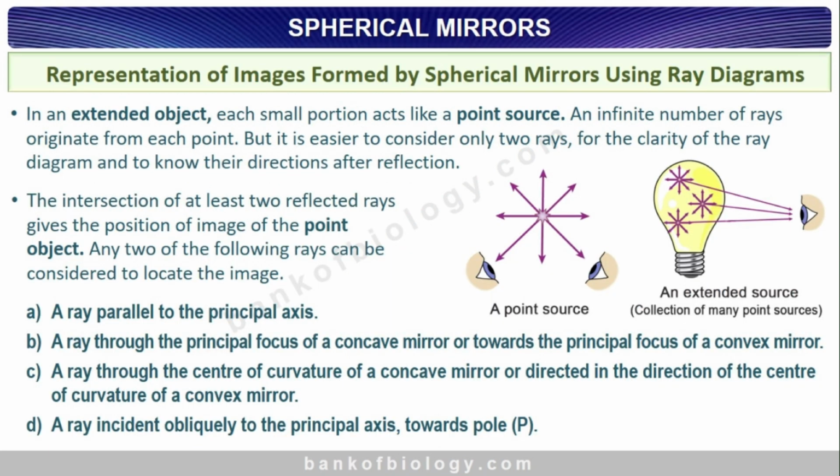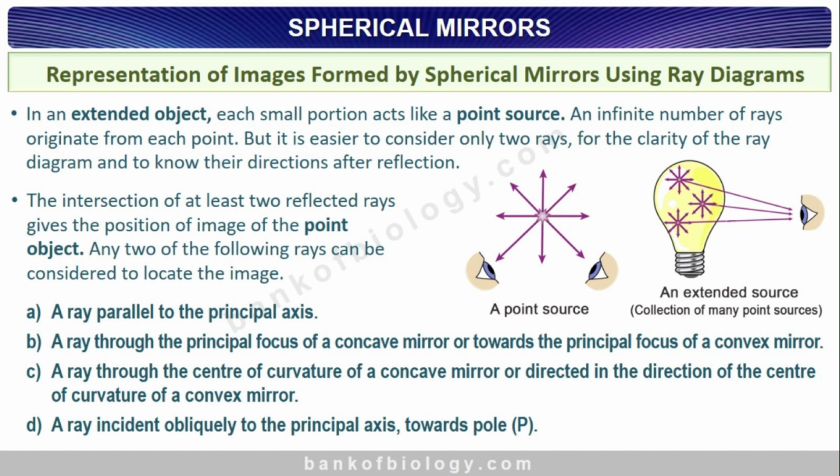Representation of images formed by spherical mirrors using ray diagrams. In an extended object, each small portion acts like a point source. An infinite number of rays originate from each point, but it is easier to consider only two rays. For clarity of the ray diagram and to know their directions after reflection, the intersection of at least two reflected rays gives the position of the image of the point object.